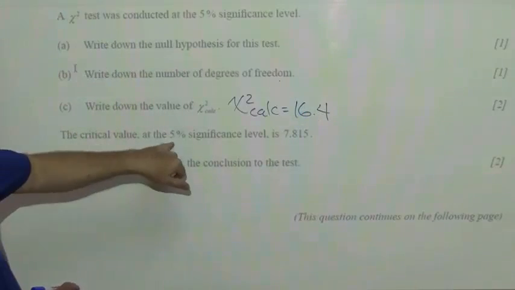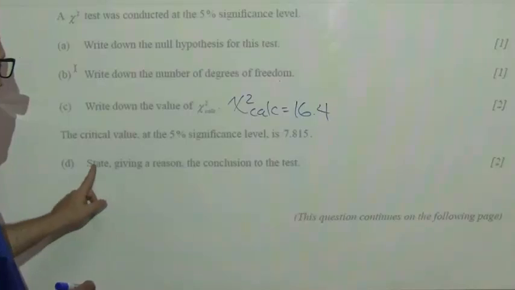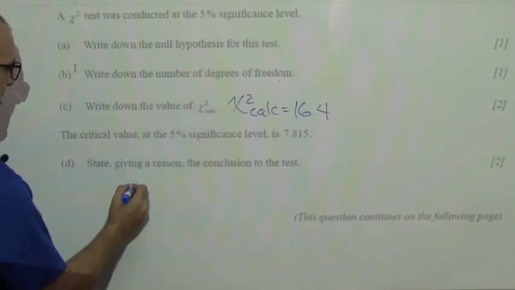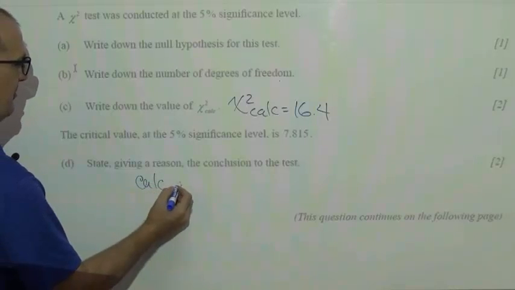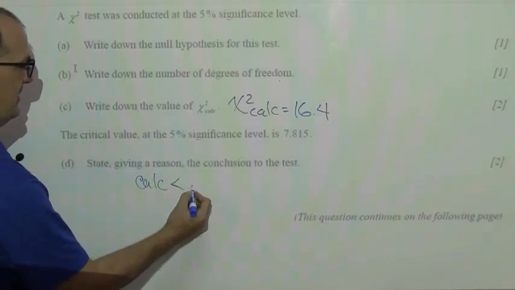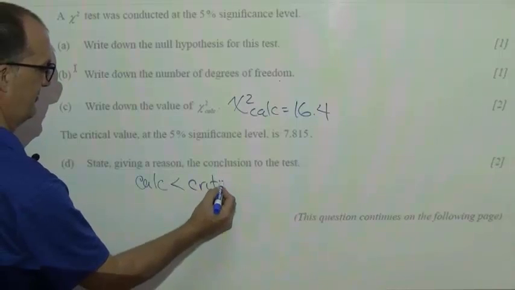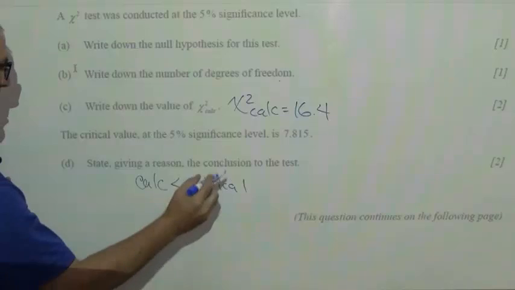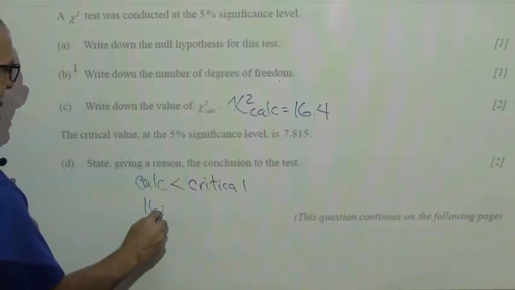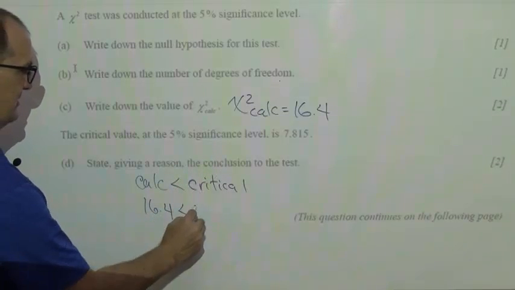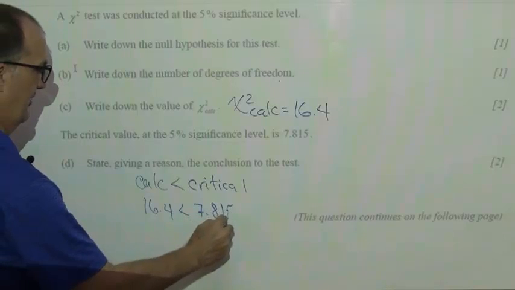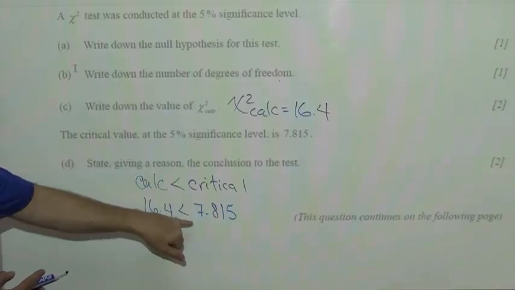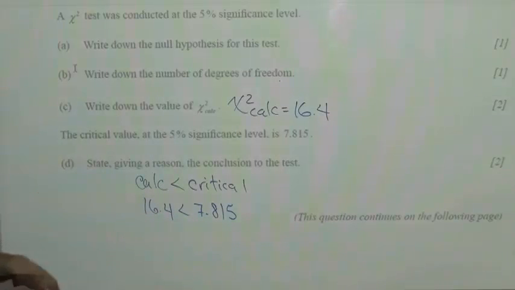And now, knowing that the critical value is 7.815, state the conclusion of this test. And again, my simple way to remember this is alphabetically calculated before critical, and we write it as a less than sign, so is 16.4 less than 7.815? The answer to that question is no, this is not less than that. Therefore, we're going to be rejecting it.